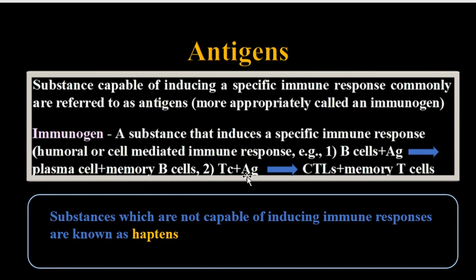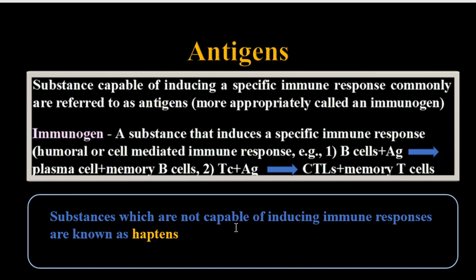Also, other examples: the TCR of CD8 interacts with antigens presented or displayed in association with major histocompatibility class 1 on the surface of a target cell, and this will lead to differentiation of T cytotoxic cells into cytotoxic T lymphocytes and memory T cells.